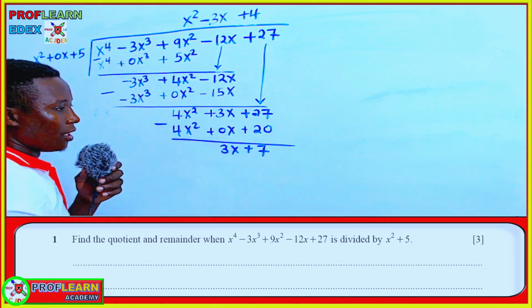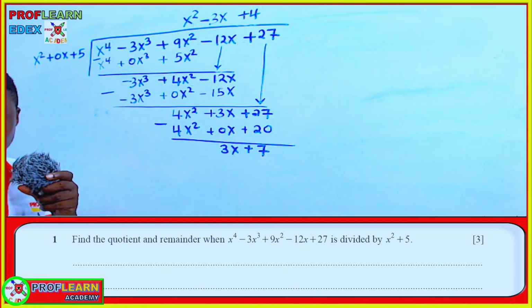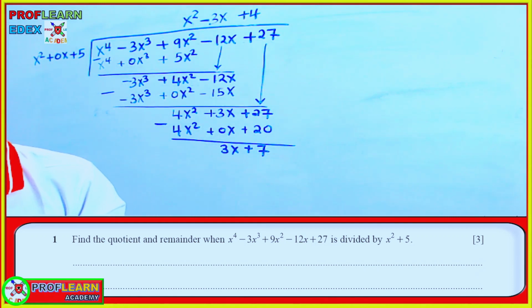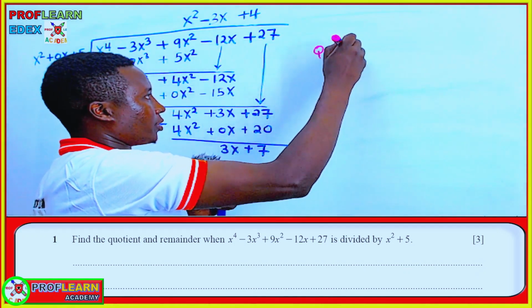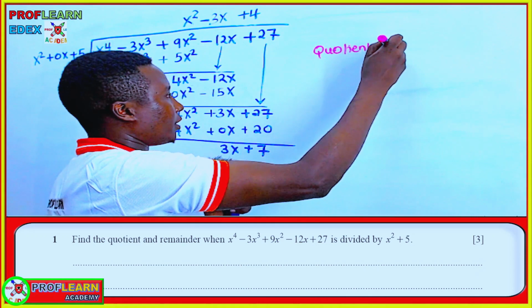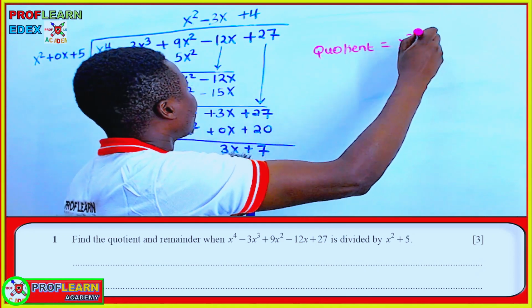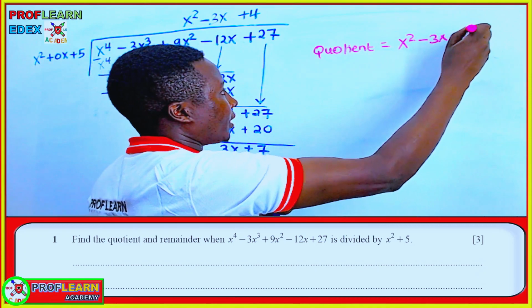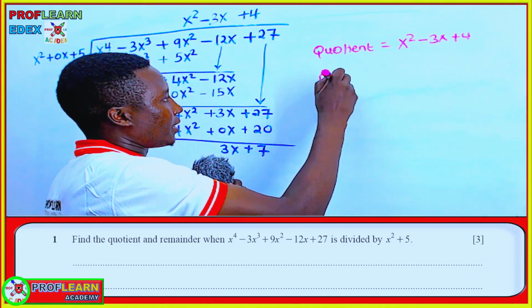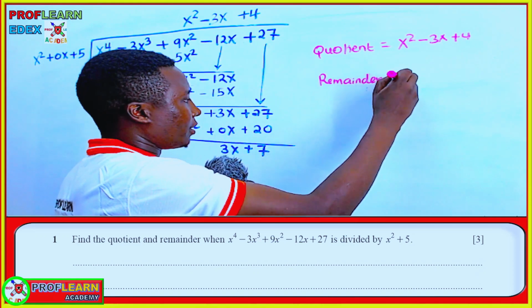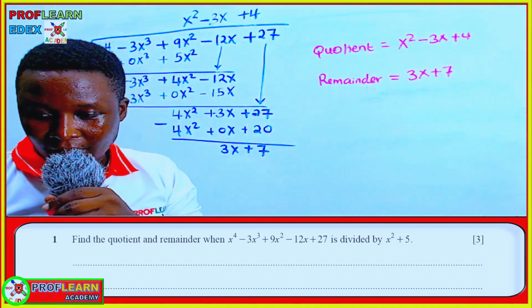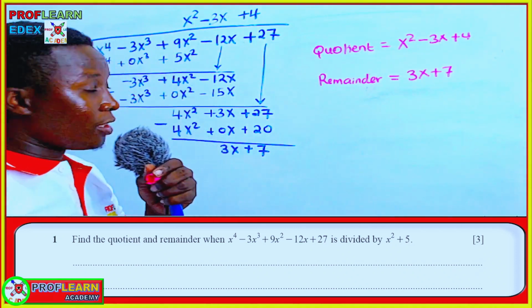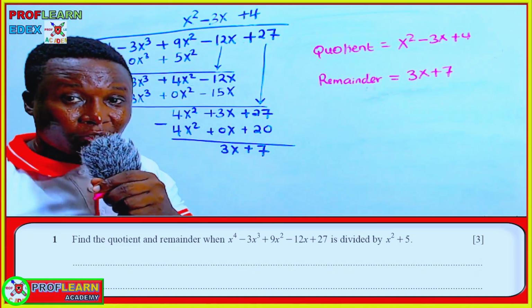Then if we subtract here, we are going to get 0, this will be 3x, and this is going to be 7. So according to the question that we are being asked, what is the quotient and what is the remainder? The quotient is x squared minus 3x plus 4, and the remainder in this case is going to be 3x plus 7. That is exactly what you are supposed to do in order to earn the 3 marks for this particular part.